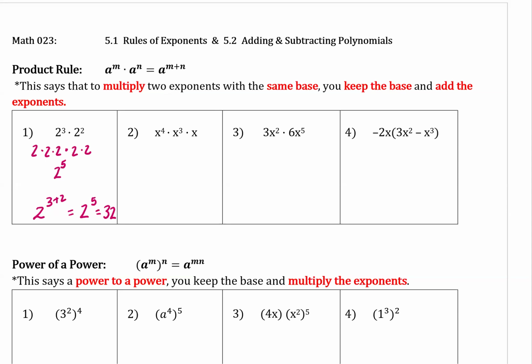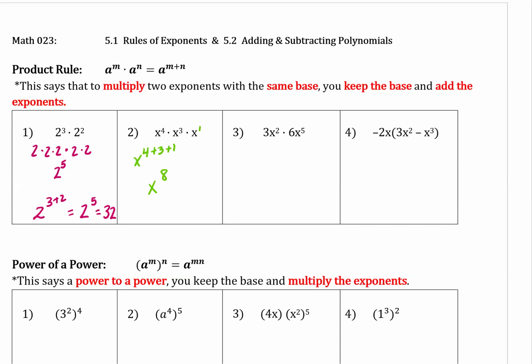Number 2, same base, multiplying, keep the base, add the exponents. Recall that there's a 1 as an exponent if it's not written. So we have x to the 4 plus 3 plus 1. That gives us x to the 8th.